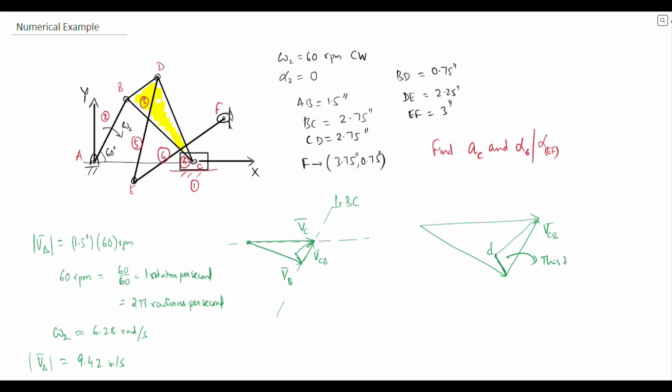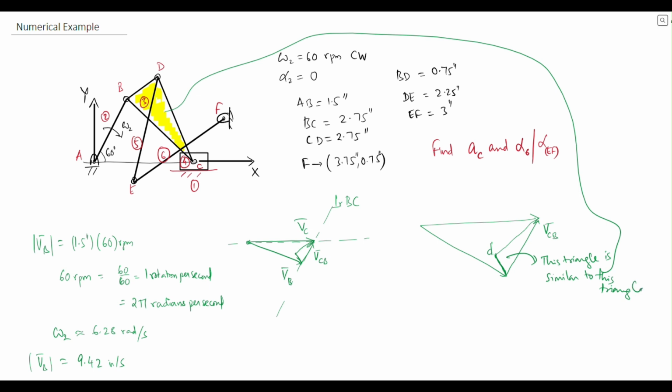This triangle is similar to this triangle. So you know the length of BC, you can measure off the length of this velocity vector, and you know the length of CD, so you can measure this line and identify the velocity of this point D.